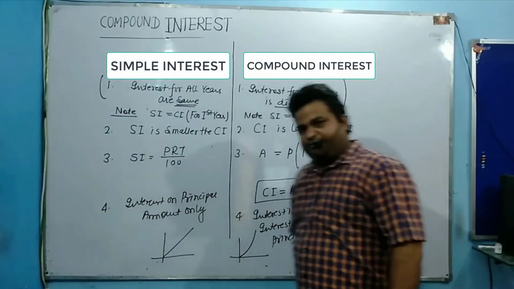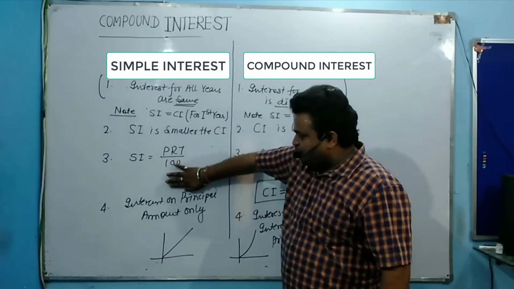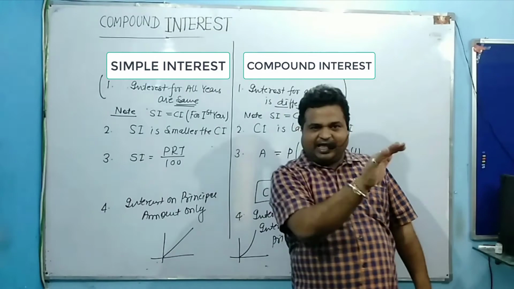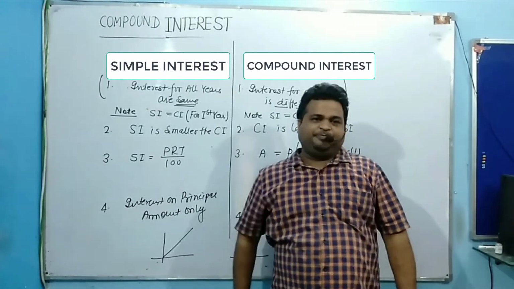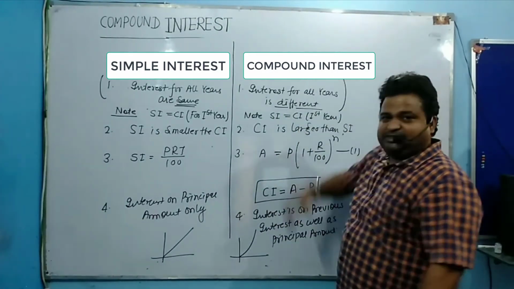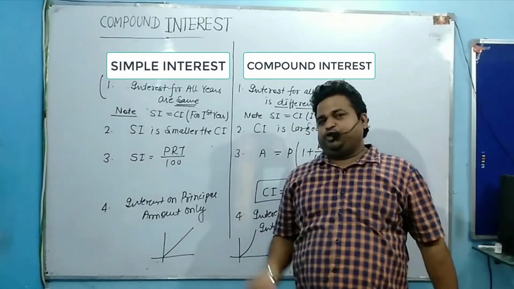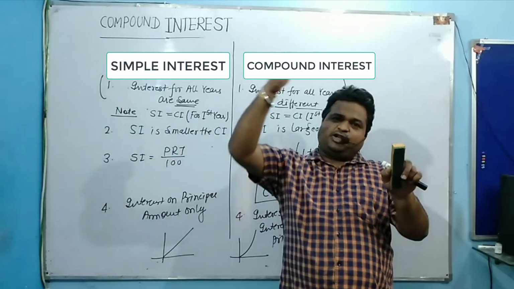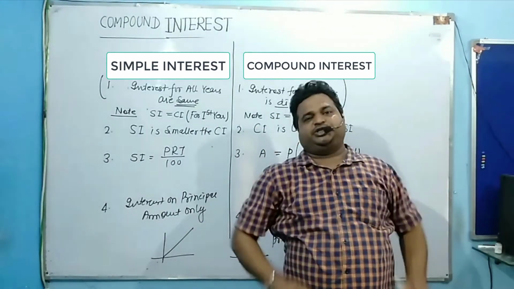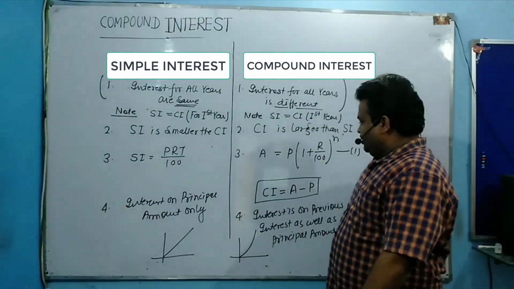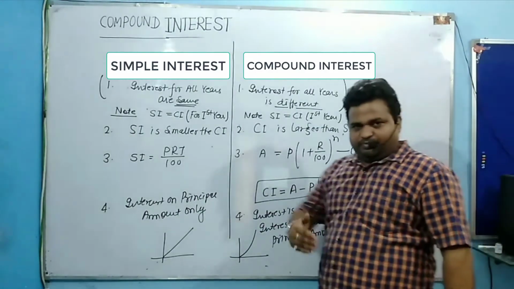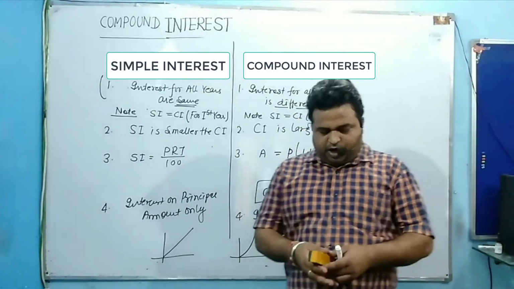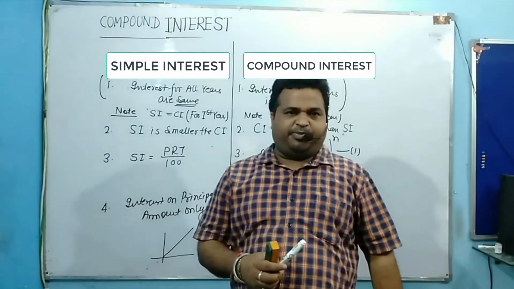Now, for the fourth difference, it is interest on the principal amount only. That means your principal amount is the same for the entire period, with no change. But in compound interest, it is interest on interest. So you add the interest you earn to the previous amount for the next period's calculation. So it always gives you a better result, higher interest than on the principal alone. Now this is the difference between simple interest and compound interest.